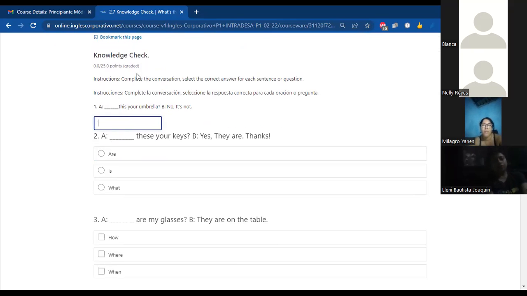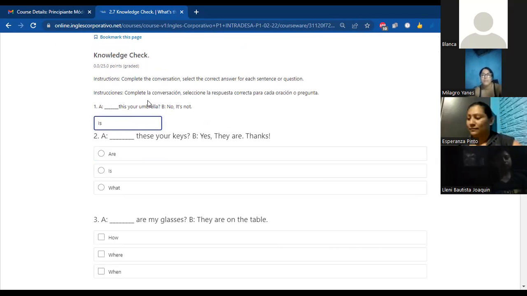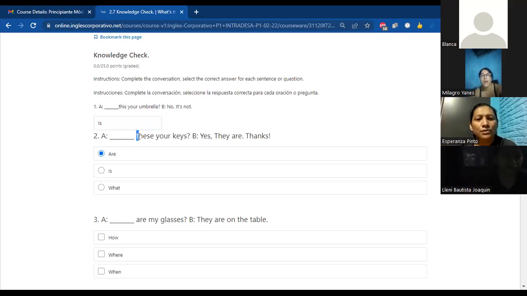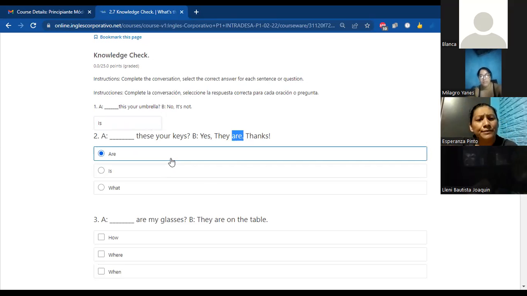Look at this question and tell me which word do you think is missing? Is. Exactly, right? And you can use here, is. Is this your umbrella? No, it's not. And then for the number two? Are, because this is plural, right? Are these your keys? Yes, they are. Thanks.